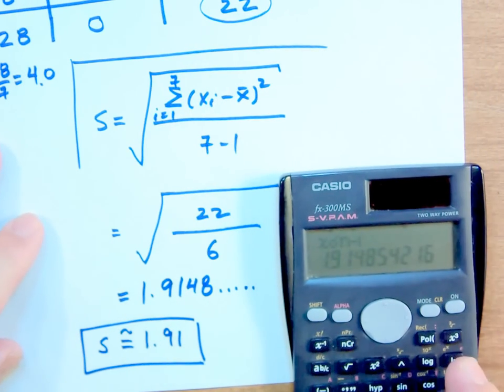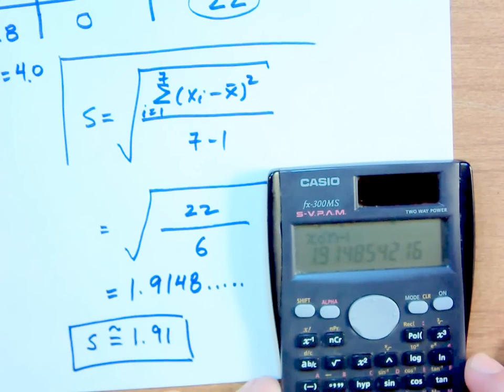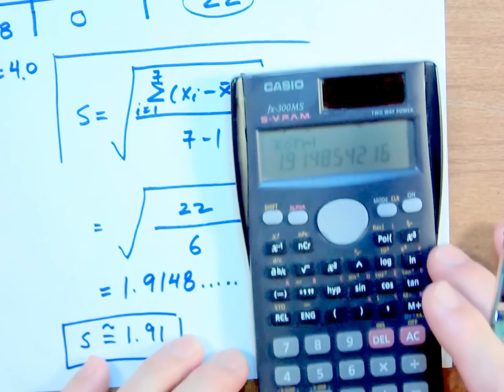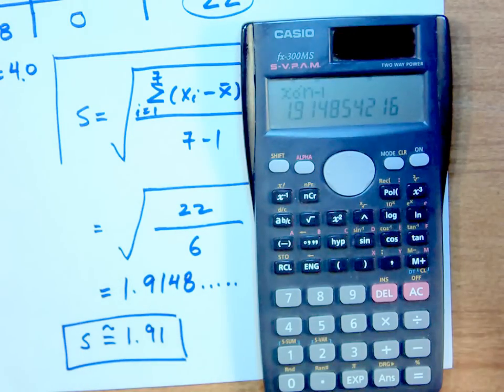It gives us the same value of 1.9148 and infinitely many more non-repeating decimals. So that's what we have in the display. That is your sample standard deviation.